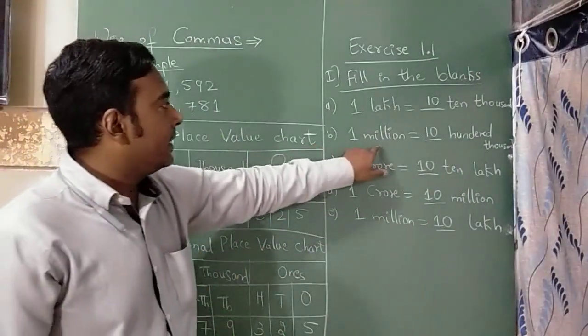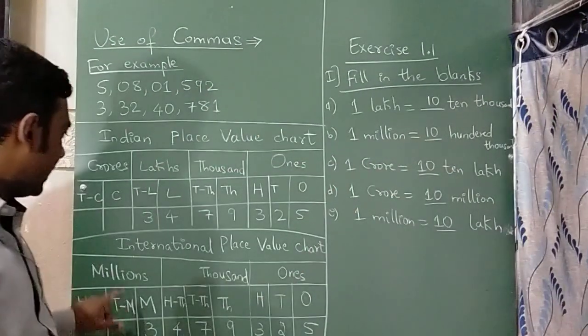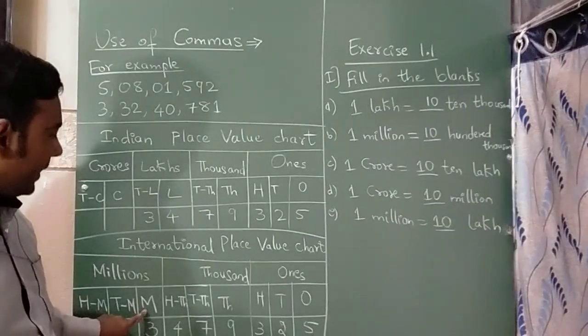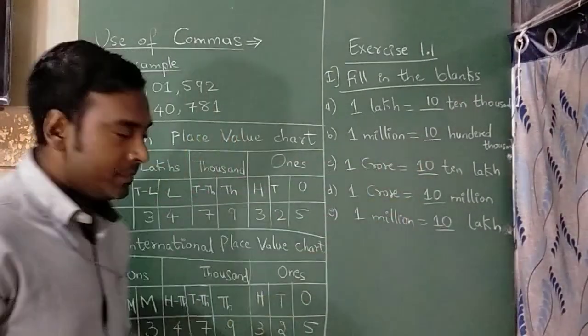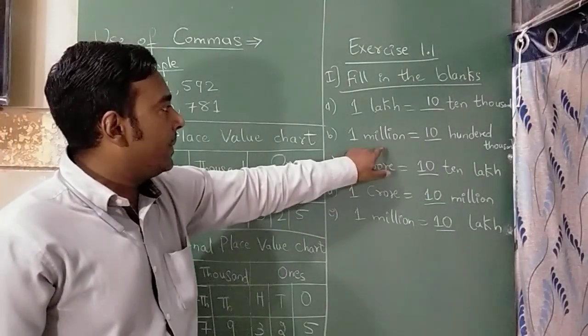Now 1 million is equal to dash 100,000. So it is 10. So let us see here. Million means it is international. Fine. Now here, million. So it is 10 times 100,000 that will make 1 million.